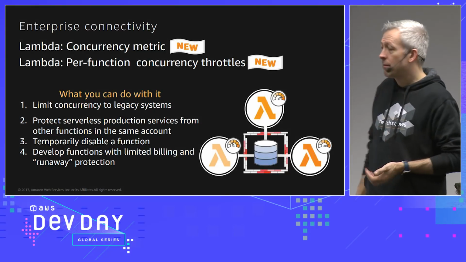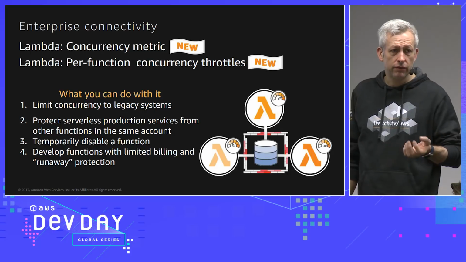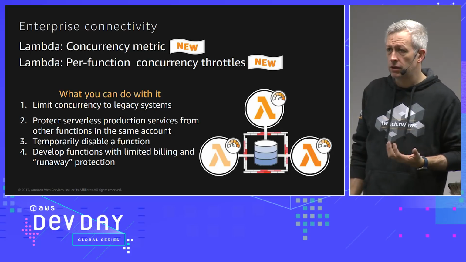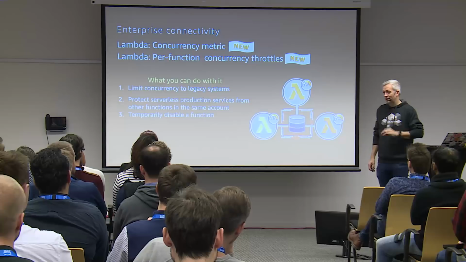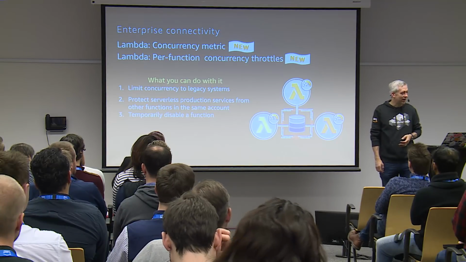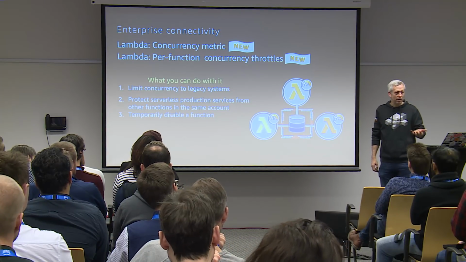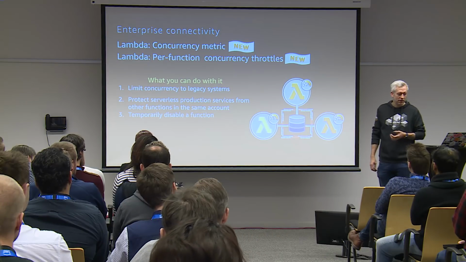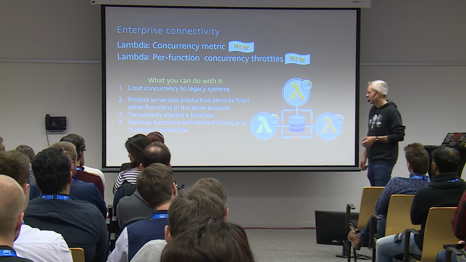I can use this to temporarily disable a function. So I've got a function I want to take out of service, set the concurrency to 0, and it will still be there in the account. I don't have to deprovision it, but I can just prevent it from getting executed. That's quite a useful feature as well.